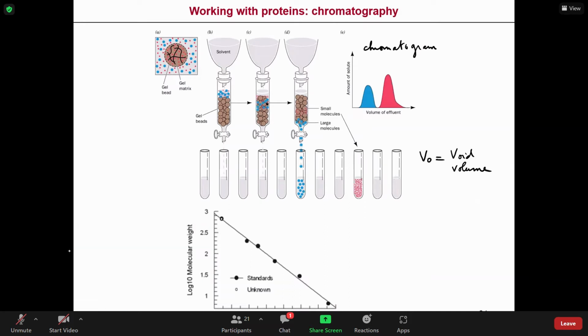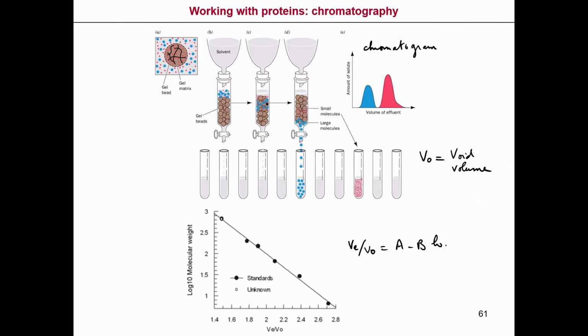The plot is a line because you have something linear between the elution volume and the logarithm of molecular weights.